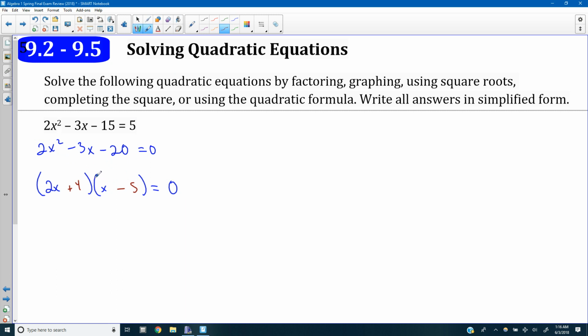When you FOIL this out, it would say 2x squared minus 10x plus 4x minus 20 equals 0. And negative 10x plus 4x is negative 6x. It's not negative 3x. That means these are not the factors of this thing. So I got the wrong set.